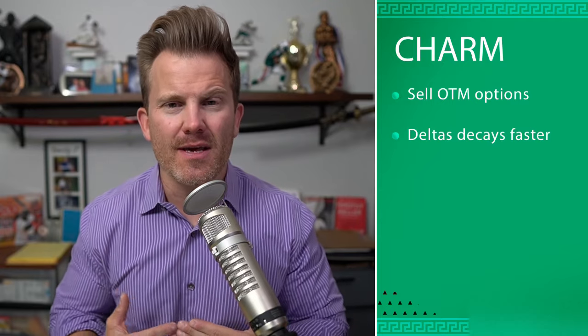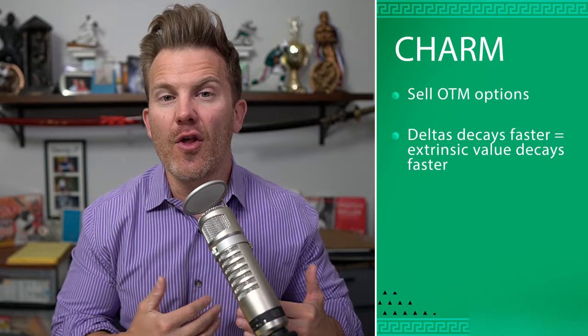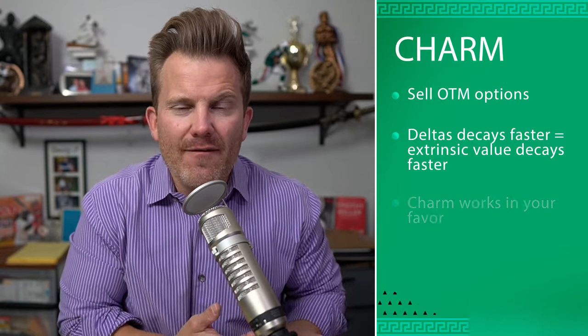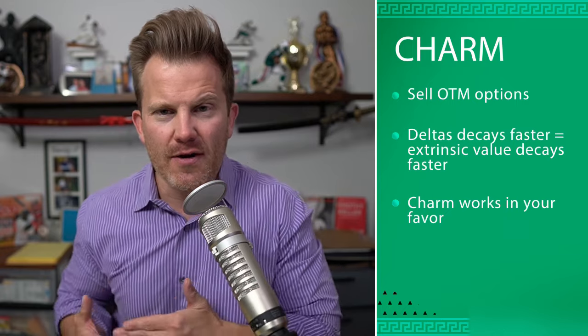All right, so how can we use charm to improve our returns? Well, charm's relationship with returns is going to very much be what we've already outlined. You move further out of the money with your strike selection, the deltas on those strikes decay more quickly. Because the deltas on those strikes decay more quickly, the extrinsic value on those options decays more quickly. And as a result, you are left achieving faster relative returns.